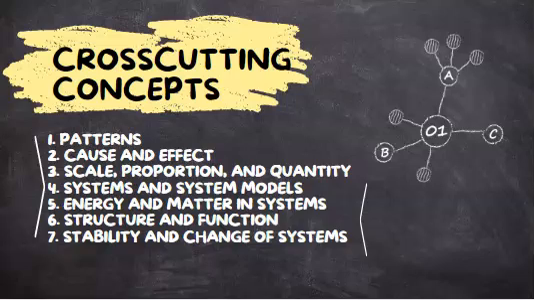Here is the list of the seven cross-cutting concepts. I don't need to read them to you; probably you already know what they are. Certainly patterns, cause and effect, and scale, proportion, and quantity are going to be the easier of these concepts. Then things start to get a little more complicated, meaning for students of higher grades, especially when we get to structure and function and stability and change of systems.